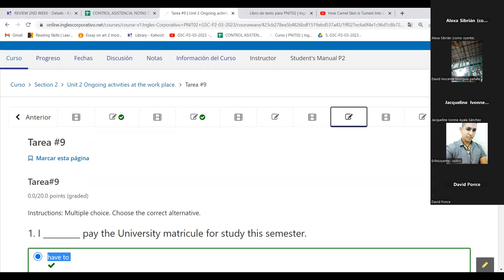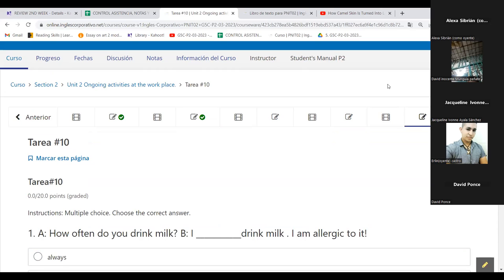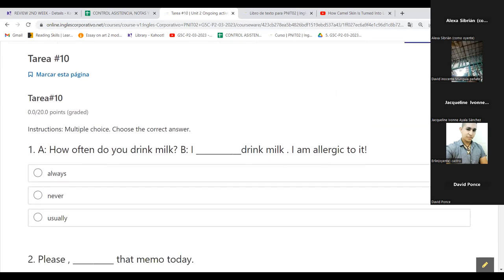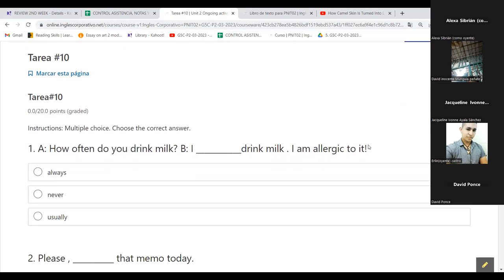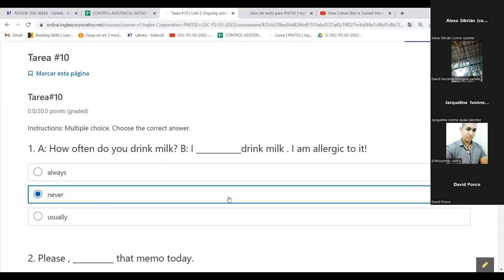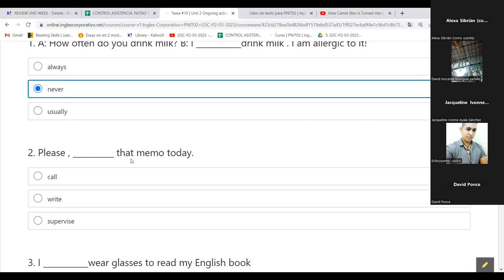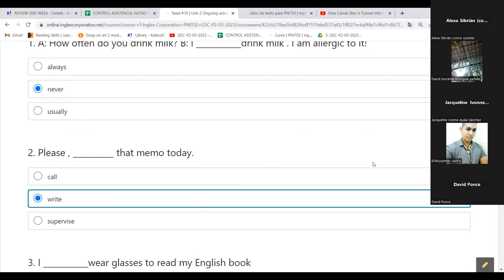Okay. So now, that was yesterday's. Esa era la de ayer. Y la número 10, que es la que corresponde a hoy viernes. Nos dice, mismo escenario, choose the correct answer. Okay. Question. How often do you drink milk? Veamos esto. Para contestarlo, veamos el contexto. Nos dice, soy alérgica a ella. How often do you drink milk? I never. I am allergic to it, right? Very good. Next. Please write that memo today.